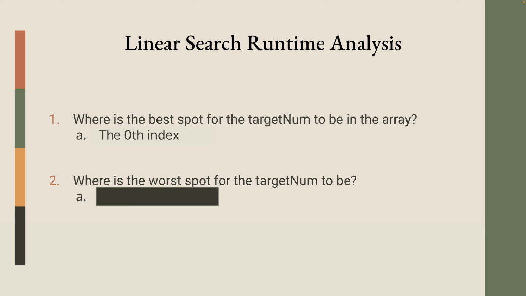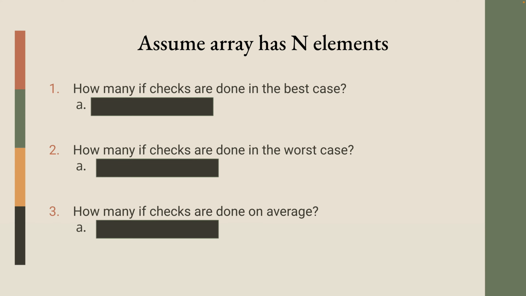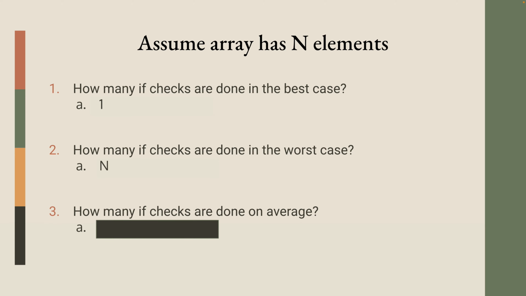Okay, where would be the worst spot for target num to be? The last one. So essentially the n minus 1. If we have 100 elements and it's in the 99th index, that would be the worst case because we have to check all 100 elements before we figure out if it's true or false. So in the best case, how many if checks are done? One. How many checks are done in the worst case? N minus 1. Yeah, and so it'll essentially be n because we start at 0 index and we go up to n minus 1, so there will be n checks.